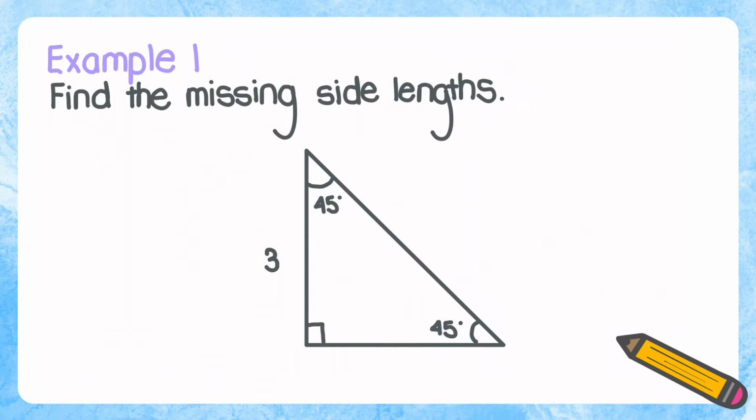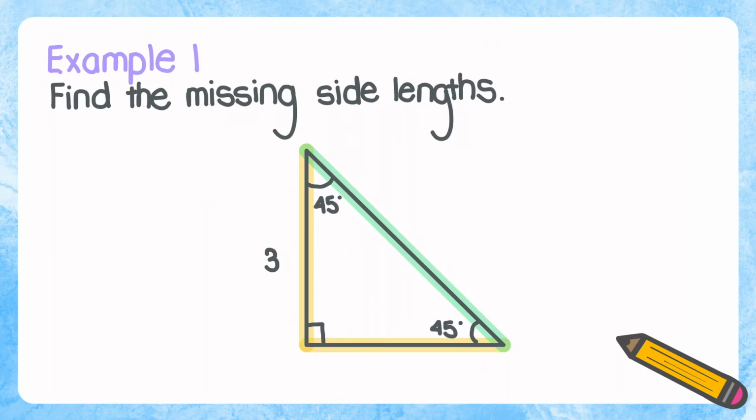So here I have a 45, 45, 90 right triangle. So this is a special right triangle. And I am asked to find the missing side lengths. I'm given the leg length, but I have to find the other leg length as well as the hypotenuse length. I like to color code so that I know which sides are the legs and which side is the hypotenuse. Remember, the hypotenuse is on the opposite side of the right angle.